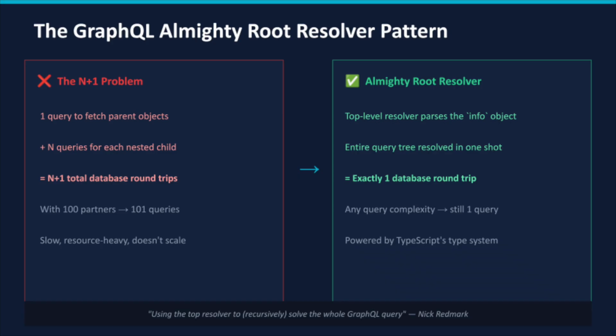Luckily, there's a solution to the N+1 problem. According to Nick Redmark on Medium, the GraphQL Almighty Root Resolver pattern involves using the top resolver to recursively solve the whole GraphQL query, except maybe for calls to external APIs. This can dramatically improve query performance. Instead of N+1 queries, your API will make exactly one.